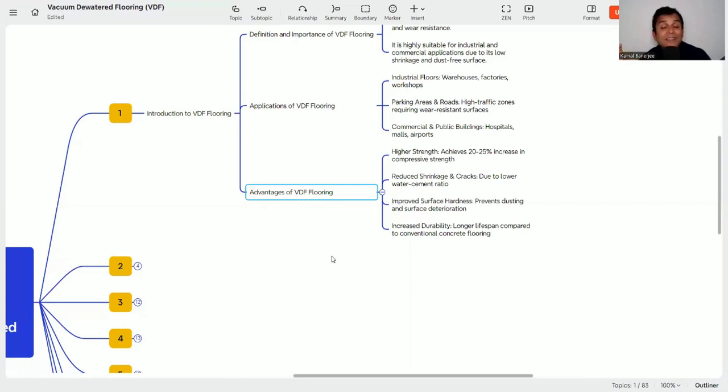Then improved surface hardness. That is why it is our number one choice in the industrial floor, as it increases the surface hardness. So when the traffic is moving, it holds the surface and is not damaging the surface because it's a hard surface. And then increased durability, a longer lifespan compared to conventional concrete. That is why it is very much useful in the industrial floor, parking areas, and the commercial and the public buildings. So in short, this is the introduction of VDF flooring.